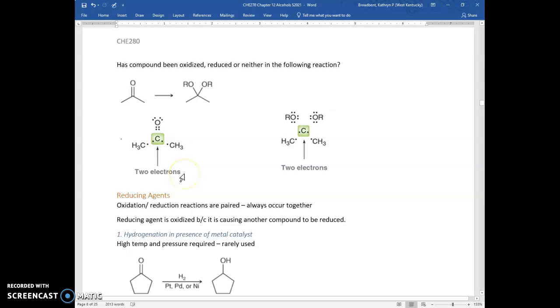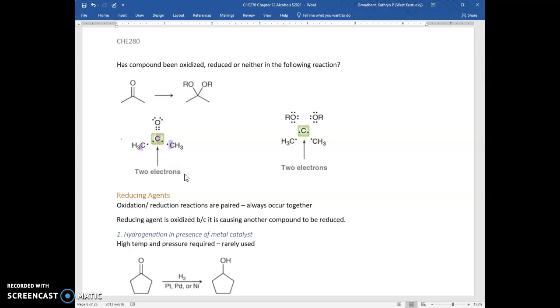So, has this compound been oxidized or reduced or neither? So first we look at the reactant, and we see that we've got a carbon and a carbon, and those electrons get split. One goes to each carbon, and also that occurs over here as well. So the carbon of interest has 2 electrons. The other electrons all go with the oxygen because it's more electronegative.